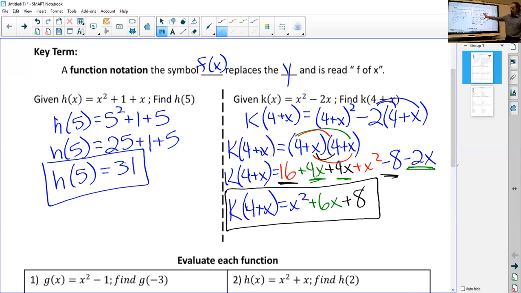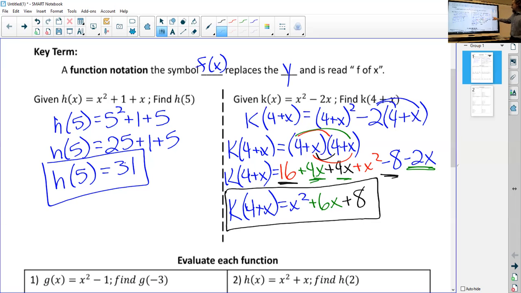Okay? So these ones are a little bit more complicated, so take your time with that. Do remember, if you have more than one term in your function, make sure you keep it in parentheses so you don't lose it, because you are going to see a lot of polynomial exponents going to the second power.